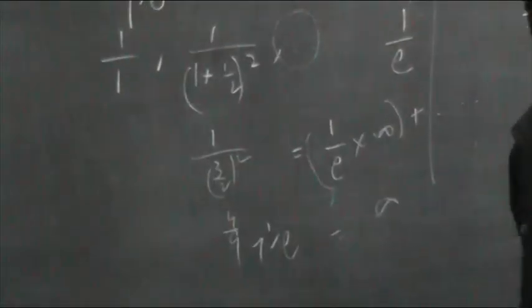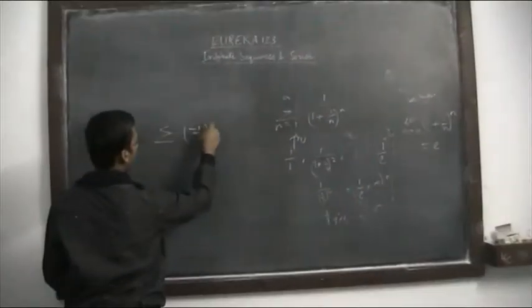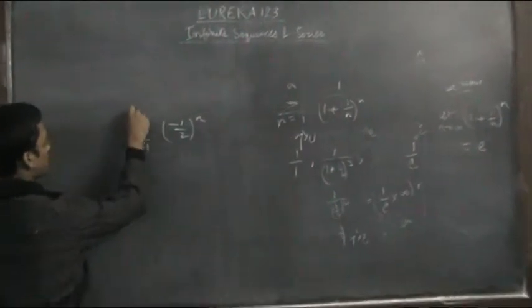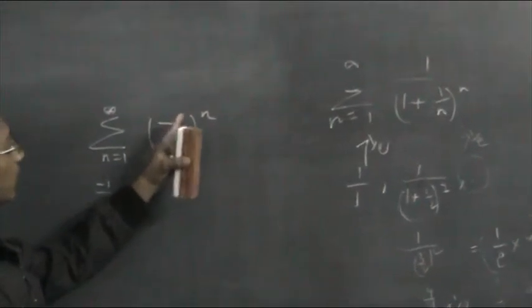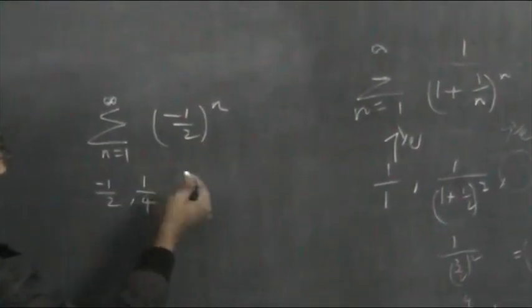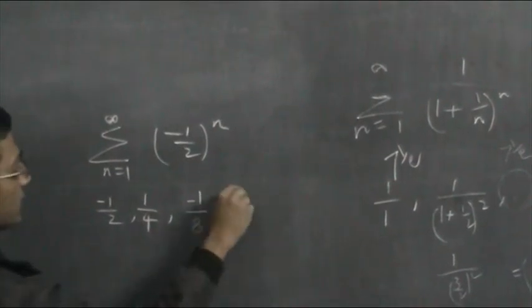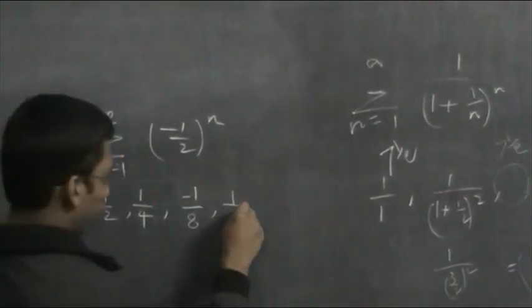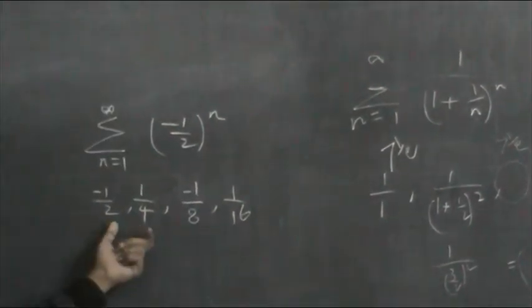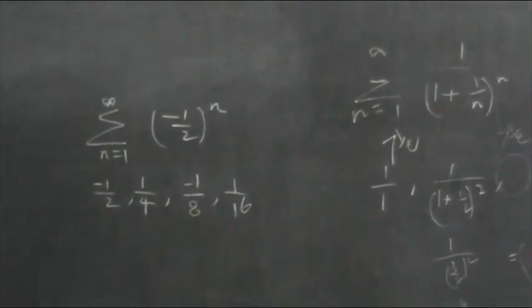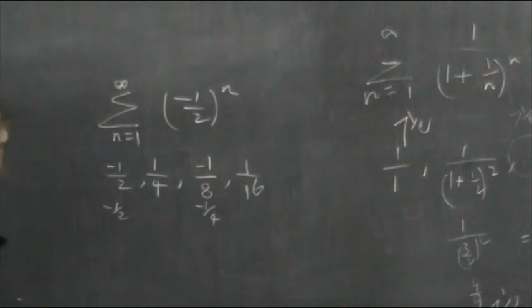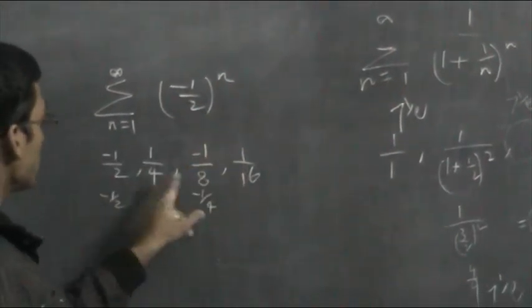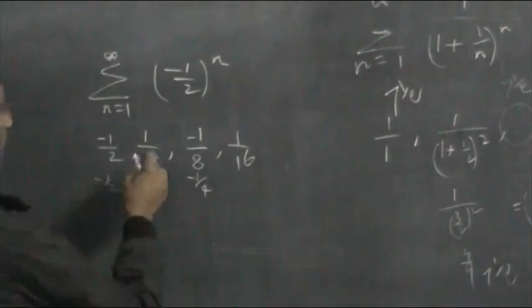Hence this series also diverges. If we have something like (minus half) to the power n, where n is going from 1 to infinity, the first term is minus half, the second term is 1 by 4, the third term is minus 1 by 8, the fourth term is 1 by 16. So we see that we have a negative term, then a positive term, then a negative term, then a positive term. Now as n is increasing, the denominator is increasing.